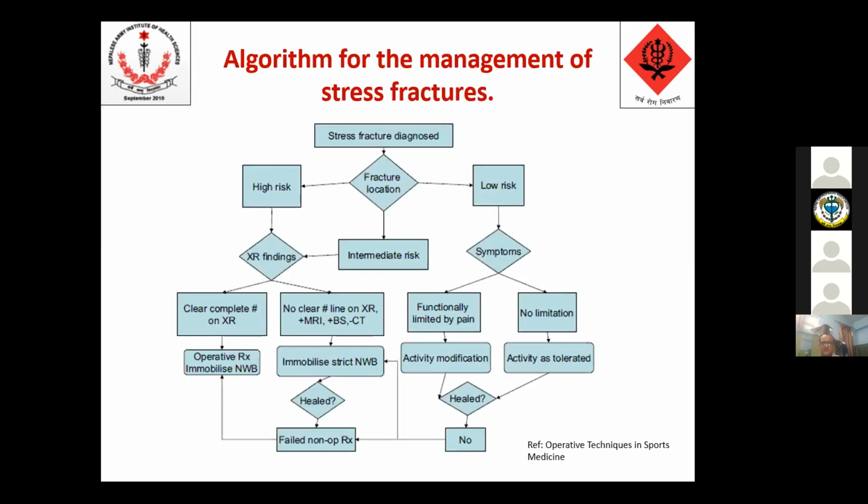So for the management algorithm, usually according to the anatomical location, if it is high risk and the X-ray shows complete fracture, then we do operative treatment. And if it is not complete, then we do conservative treatment in a long leg cast. And in case of low risk, it depends upon the symptoms. If there is no limitation, then we do activity modification. And if it doesn't help, then we go for cast or slab immobilization.